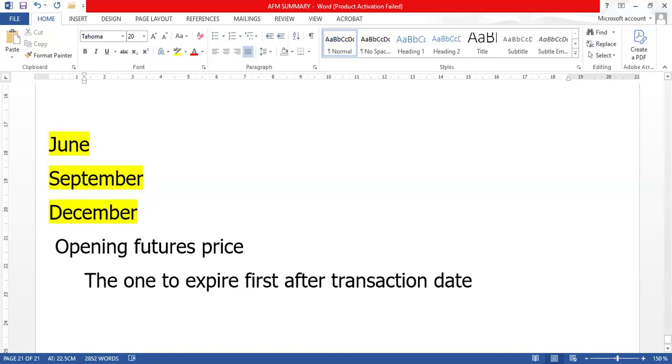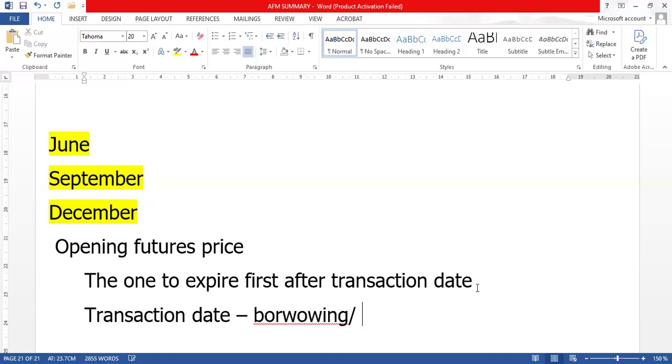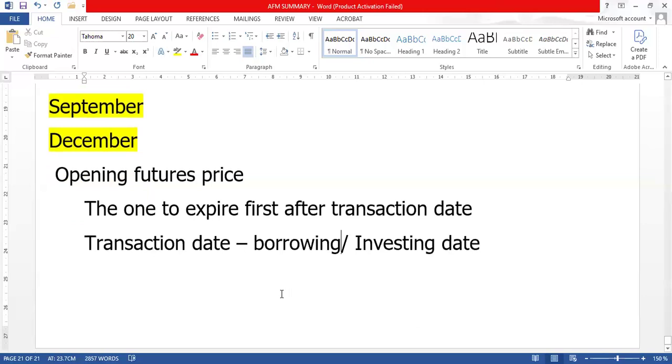Now, the transaction date will always be the date on which you're borrowing, the borrowing date. When are you borrowing or when are you investing? That will be your transaction date. Something that you must know. When is your transaction date?